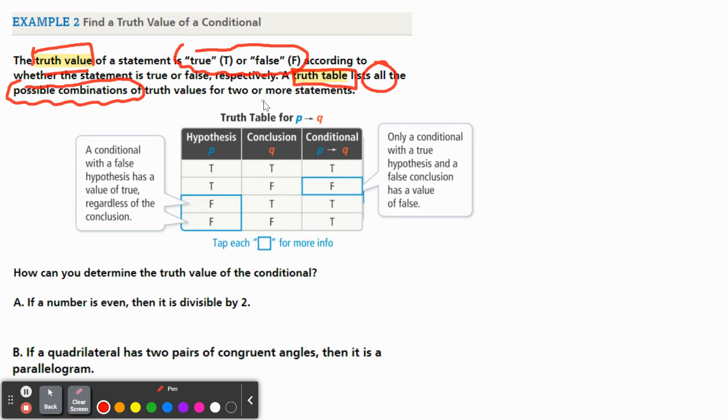If you look at this truth table, this is the truth table for our conditional if P then Q. You have the hypothesis, which is P. You have the conclusion, which is Q.